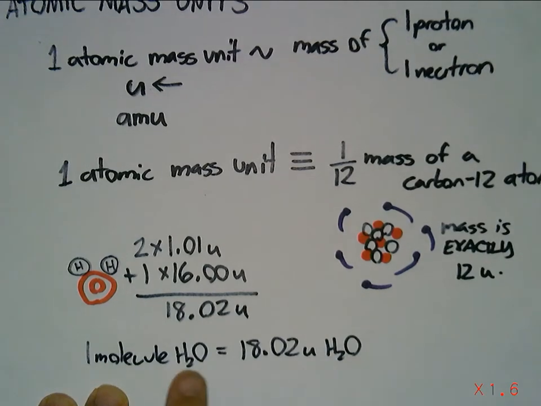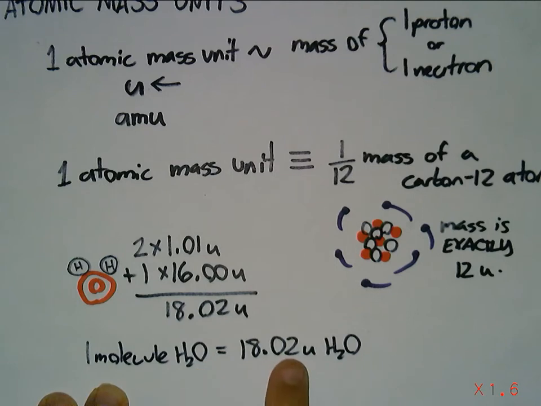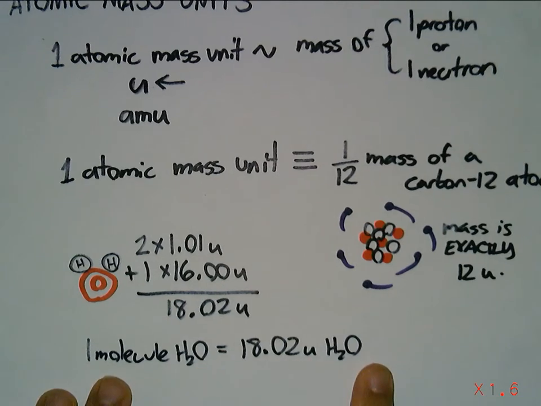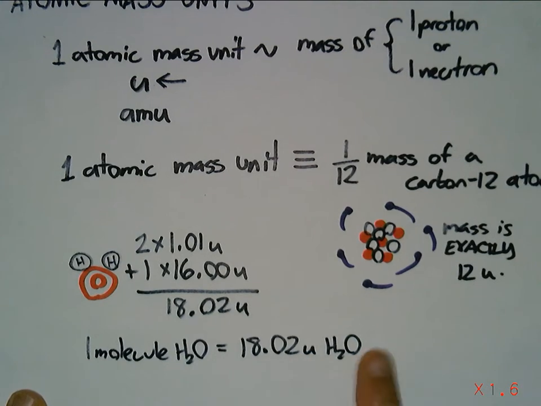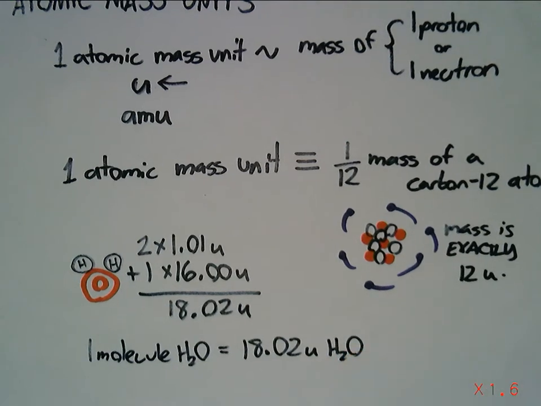So 1 molecule of H2O is 18.02 U of H2O. Now sometimes I will take not just mass units, but also the name of the substance after it. And that's a good habit for you to get into, because we're going to be doing problems that involve several different substances, and it's important to be clear on which substance you're talking about. So you include that in the units.